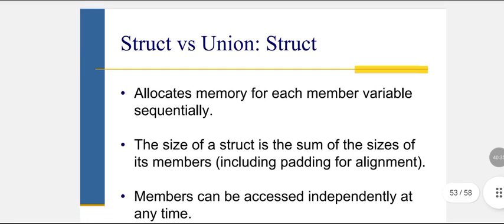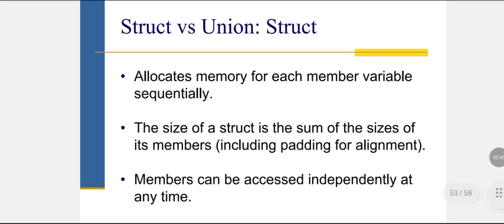Then we have the struct versus the union. First is the struct. One, it allocates the memory for each member variable sequentially. Two, the size of the struct is the sum of the sizes of its members, including the padding for alignment.